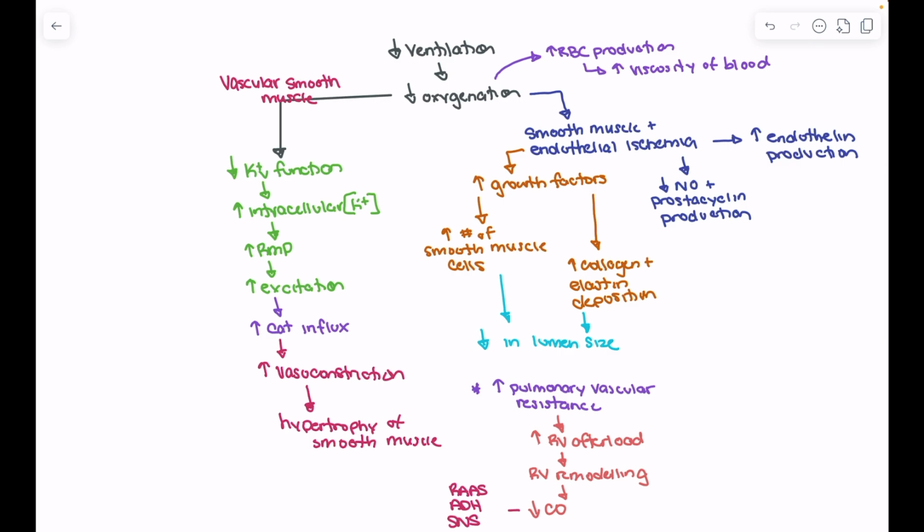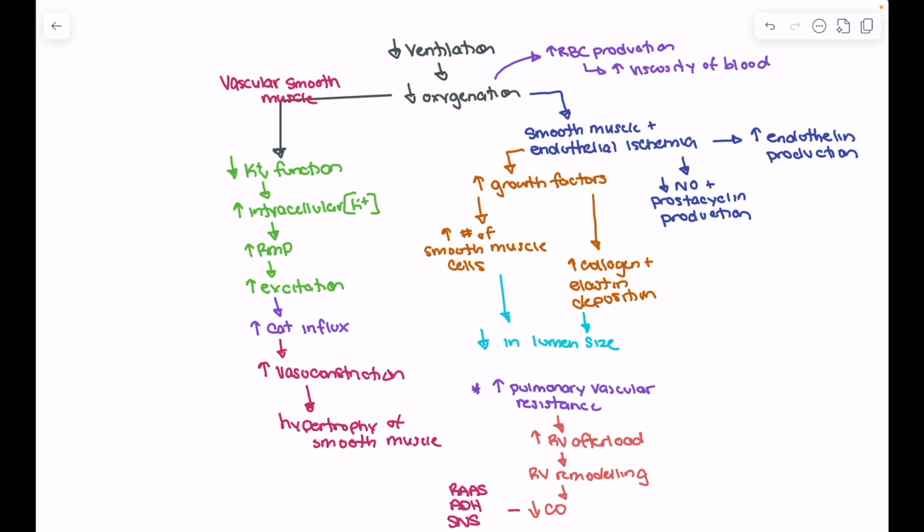So what happens, or one of the things that happens, is that this reduction in oxygenation impacts our vascular smooth muscle. One of the impacts that we see is we have a reduction in function of our voltage-gated potassium channels, which increases our intracellular potassium concentration, which will increase our resting membrane potential and make us more prone to excitation of those tissues. So picture that vascular smooth muscle now wants to be excited more. That excitation leads to calcium influx, and the consequence is vasoconstriction.